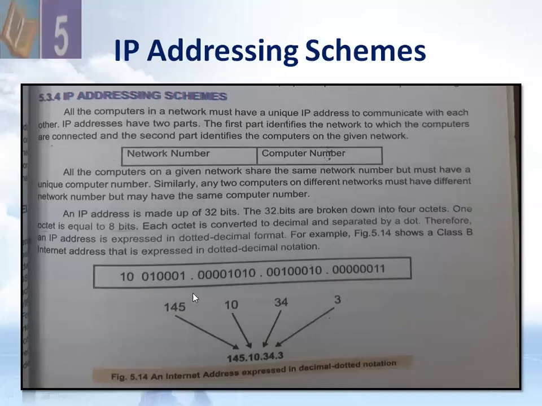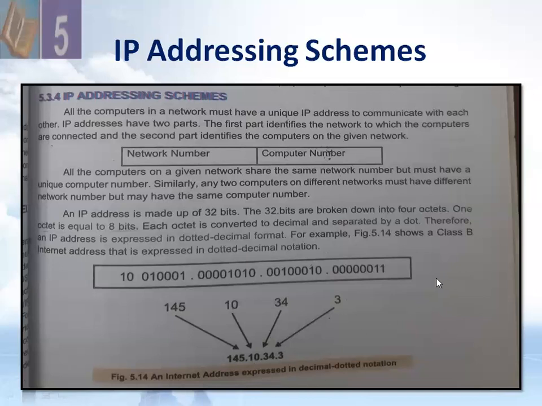This is the binary number, and here we can replace it with decimal numbers. Here 1001 0001 is equal to 145. Here we have 10, here 34, and this is 3. So 145.10.34.3. This is one IP address. This is a class B IP address, which we translated from this binary number. So this is your class B IP address.